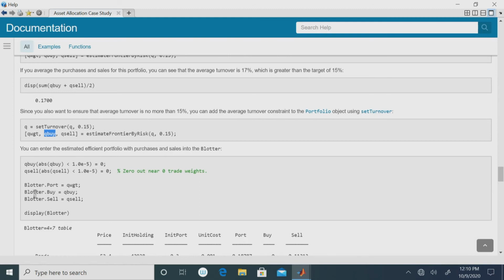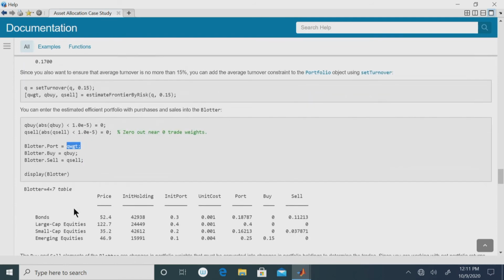So, here we go back to blotter. We say that blotter port will assign the Q weight, that is the weight of the efficient frontier Q, set equal to the blotter port. That means the portfolio is now changed from the original portfolio, and the weights assigned to it take into consideration that there is a 15% cap on the turnover. The blotter buy and blotter sell will give you the number of units that you have to buy or sell.